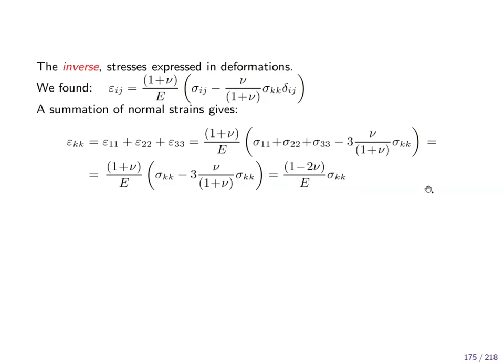Okay, that's it. And then we just bring the terms together, sigma kk, we take it out of the bracket, and what remains at the end of the day is (1 minus 2 nu) divided by E, times sigma kk. And this is the relation between epsilon kk and sigma kk. Sigma kk was 3 times the hydrostatic stress. So if I apply a hydrostatic stress, it has as a consequence a volume change. And this is the material parameter which mediates between it.